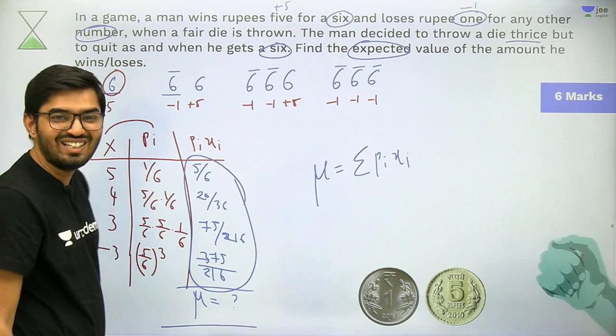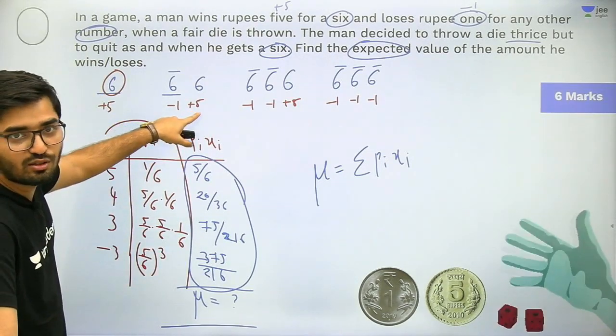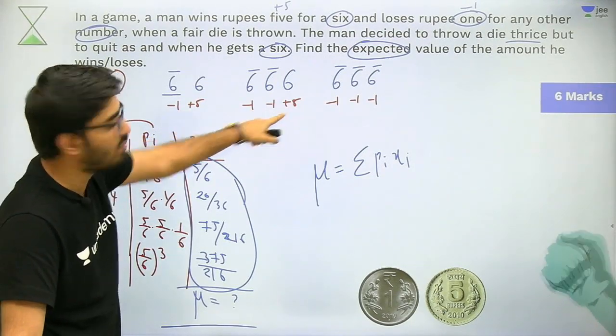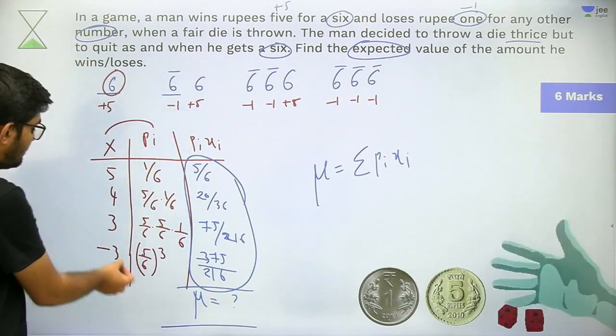Now how much money will he get? Like if it is the first case, he will get 5 rupees. In this case, what is the total? -1 plus 5, so that is 4. Okay, then -1 plus 5, so that is 3, and here -1 -1 -1, so that is -3.